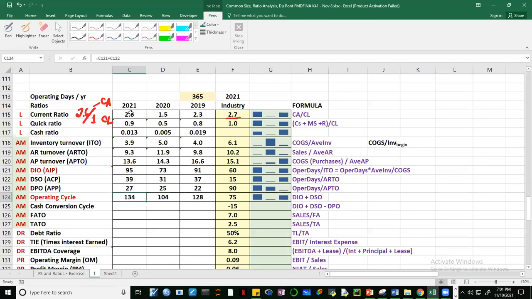104 noong 2020. Noong 2019, 128. So medyo nag-deteriorate naman sila sa asset management noong 2021. The company was better off in 2020 because it only took them 104 days to finally collect on their receivables. And tinatawag natin na cash to cash cycle. Okay, let's go here.